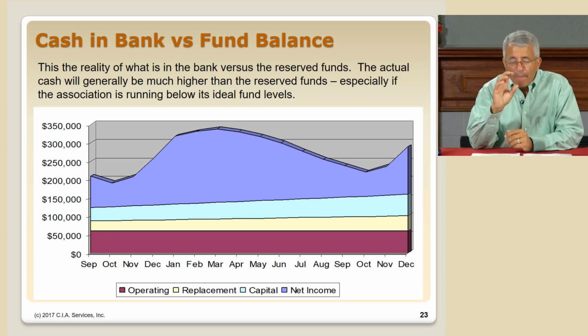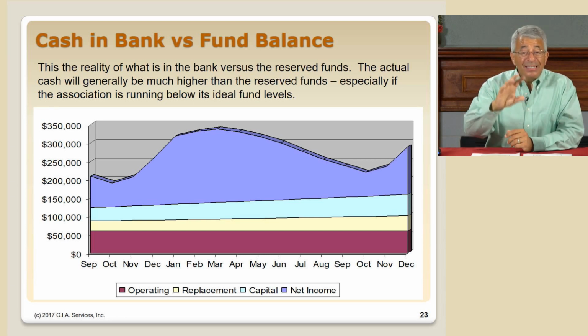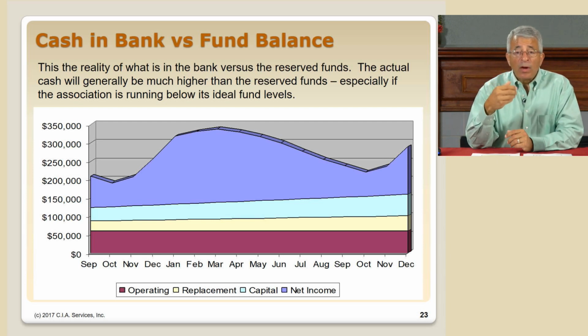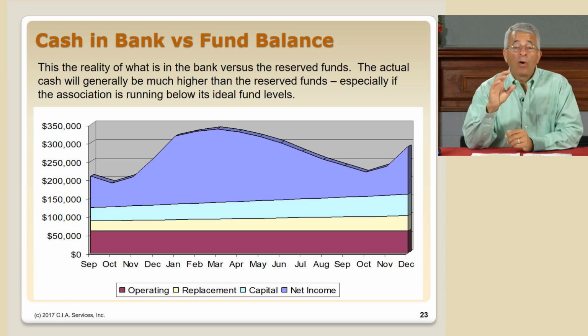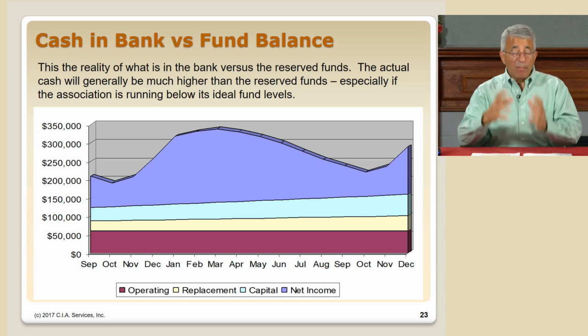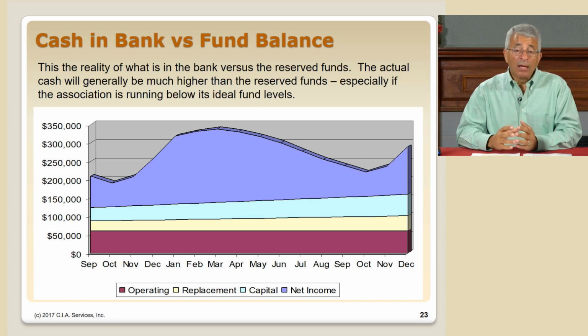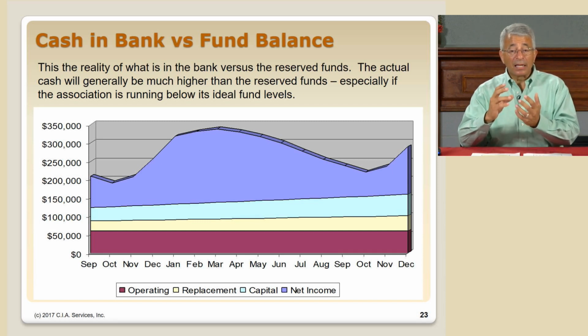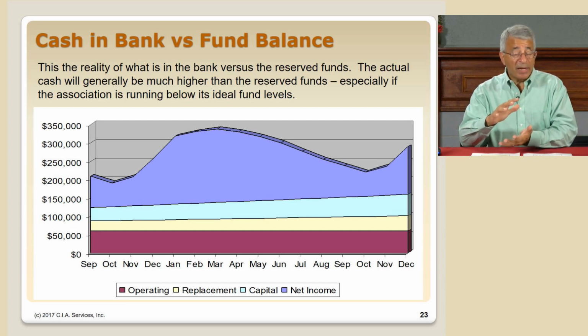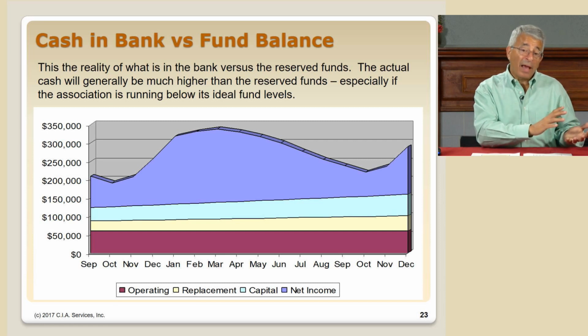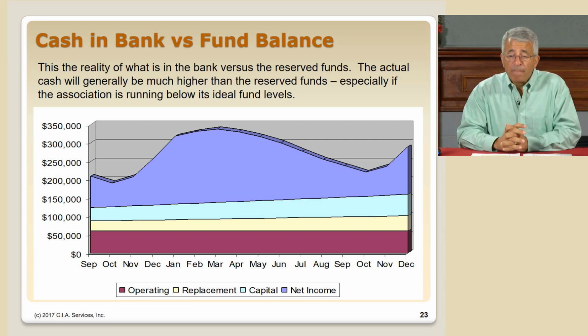That net income, that big blue part up there, is actually very typical of an association in terms of the magnitude of the three funds at the bottom, the reserve funds, and what we'll call the net income, today's money that we're going to spend by the end of the year. And so you can see that the darker blue is a very big chunk that can dominate what the reserve fund balances are.